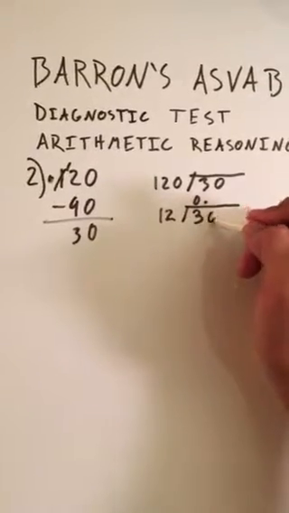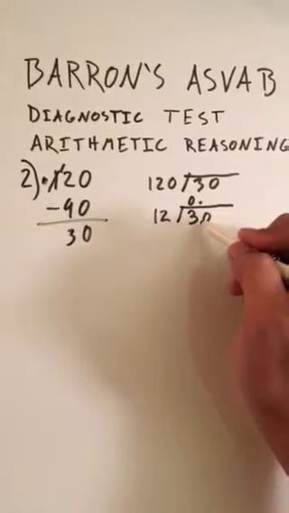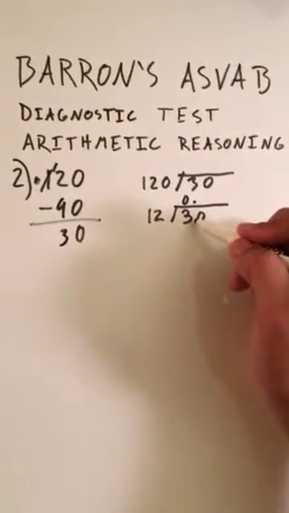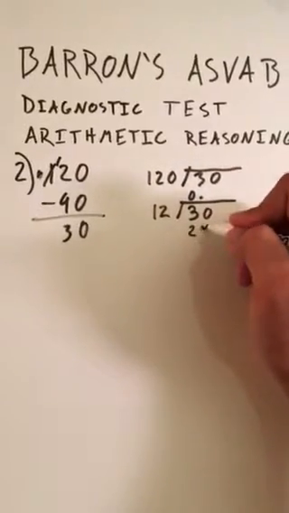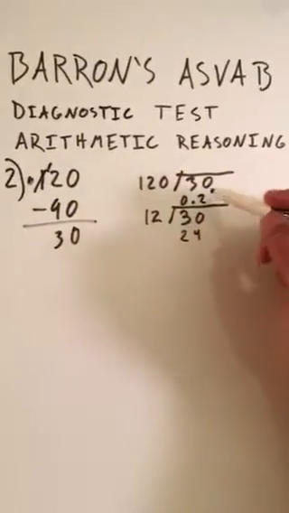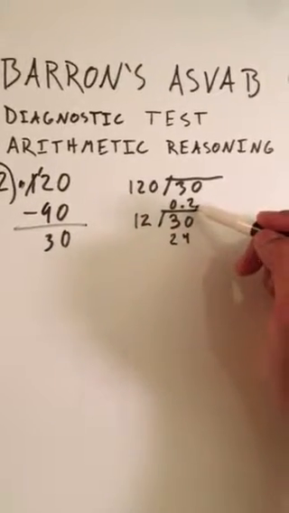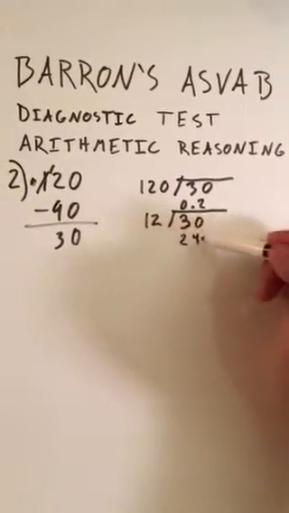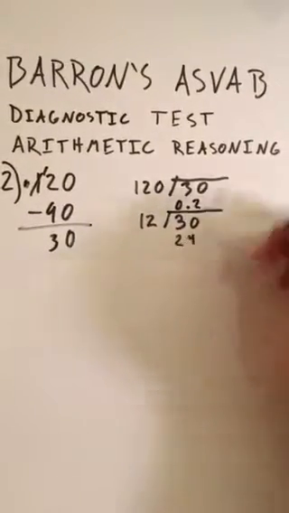Now I have, how many times does 12 go into 30? Or what is 30 divided by 12? Well, that's 24. And I put the 2 there, because 2 times 12 is 24. If you do the math, you go 2 times 2 is 4, and 2 times 1 is 2. Okay?